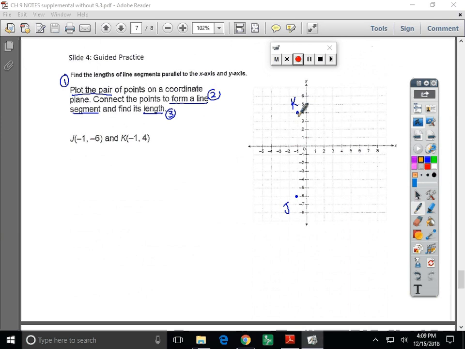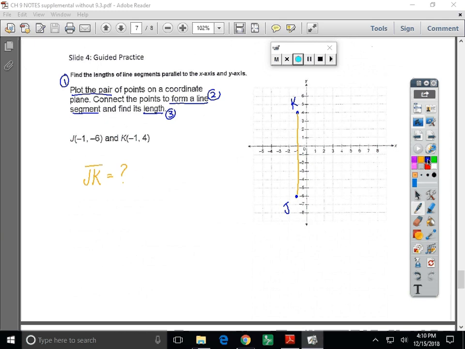Next, it tells me to form a line segment. So I'm going to try to make this as straight as I can. Notice that they should be on the same vertical line to make this work. And the last thing it says is find the length. So I'm looking for the length of line segment JK. To do that, this one's a little bit trickier, isn't it? Because it's heading vertically. It is parallel to the y-axis.